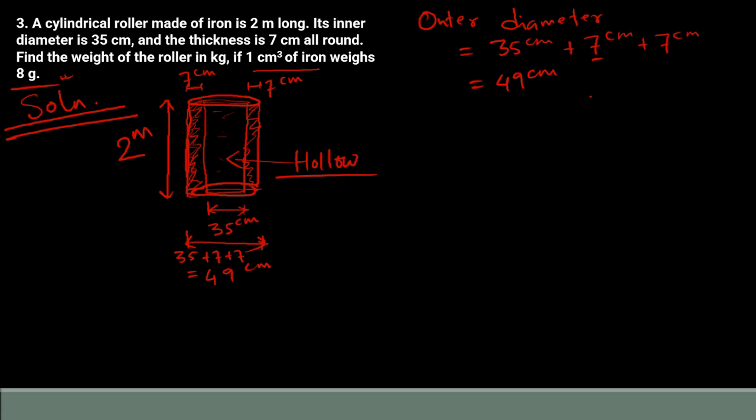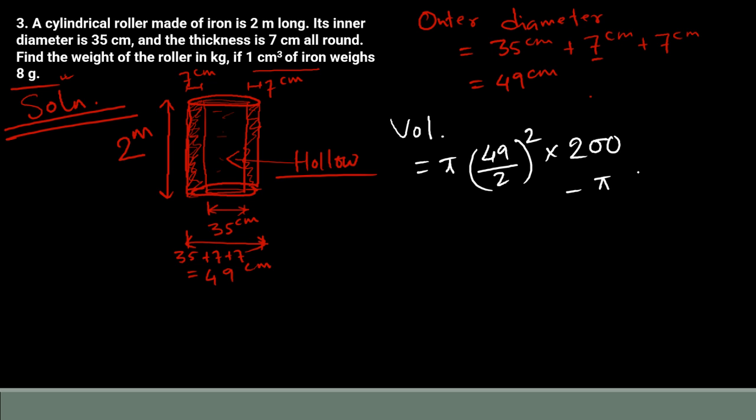So let me do it in this color. So the volume is pi r square times h, right? This r is 49 divided by 2 times h. H is 2 meter, it's given. We will convert it into centimeters. So 200, minus pi, 35 divided by 2 square times 200. Right? Hope this is clear to you guys.